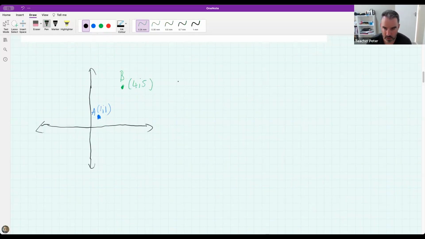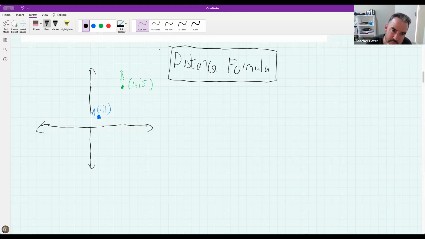The new tool that we have to learn about is something called the distance formula. The distance formula literally helps us understand how to measure the distance between 2 points on the Cartesian plane. Now, all the distance formula does is it uses an old friend of ours to help us out. And the notation that we're going to use is the distance between the points A and B is equal to whatever it is.